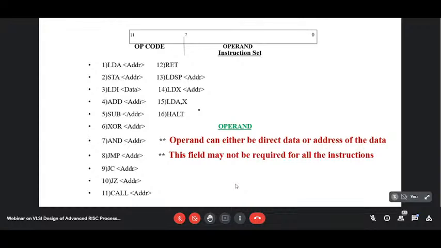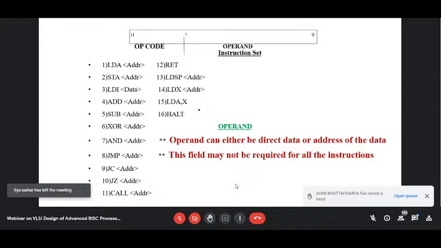So data transfer is load A with some address. So there is a register called accumulator where the data will be loaded from the address of the memory. So load A address. What is the counterpart of load A? It is store A. So this is direct addressing. There is indirect addressing, like there is immediate addressing, like load immediate data. So data will be directly loaded onto the accumulator. Then the add, sub, then XOR, and jump. Jump to address means it will go to that address.